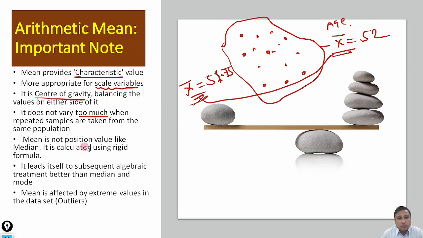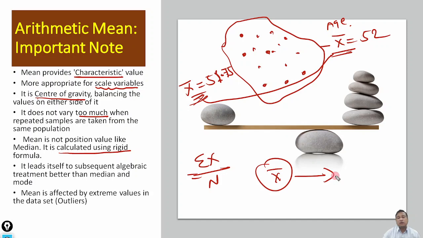Mean is not a position value like median. It is calculated using a rigid formula, because in mean we add all the x values. So arithmetic mean is the only measure that has a rigid formula. It lends itself to subsequent algebraic treatment. Yes, once we compute the mean, we can go for further statistical treatment. Mean is affected by extreme values in the data set.